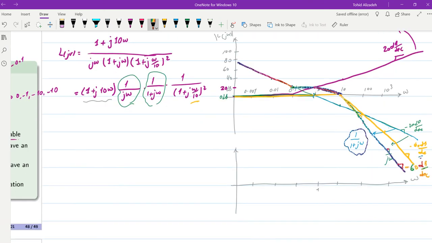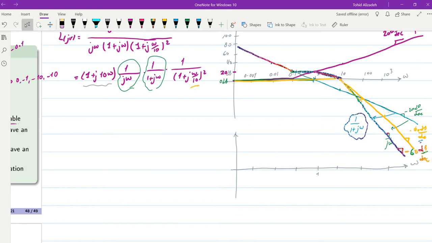Then we can check what we have for the phase. Again, we will start with the first component, which is 1 plus j 10 omega. If I assume that here we have pi over 2, pi, 3 pi over 2 and 2 pi, and the negative values here.